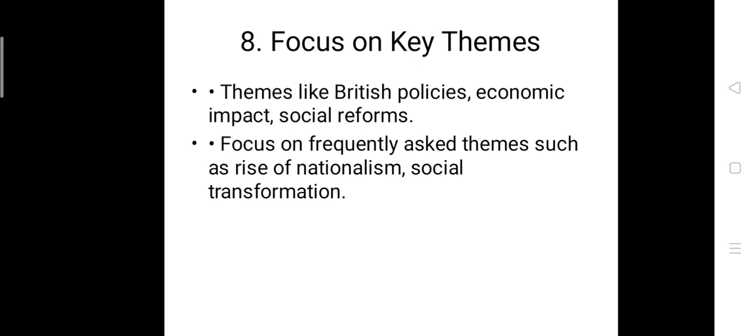Next, focus on key themes, which we already discussed, such as British policies, economic impact, and social reforms. Many reforms were happening in the British time, and there were many policies they adopted, along with economic impact. Focus on frequently asked themes such as the rise of nationalism and social transformation.